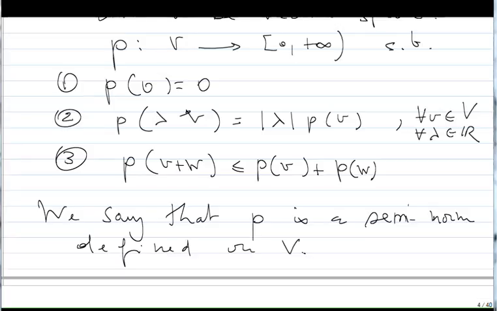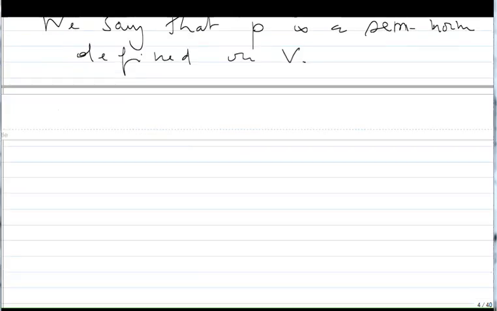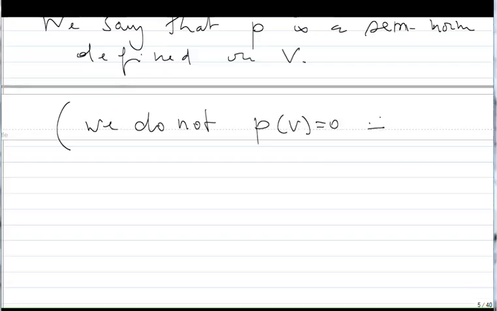Again, what fails, we said, is that what's different from a norm is that in general we do not have P(v) = 0 implies v = 0. This we do not have.